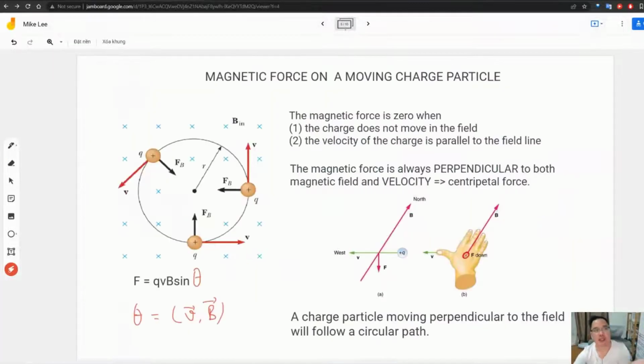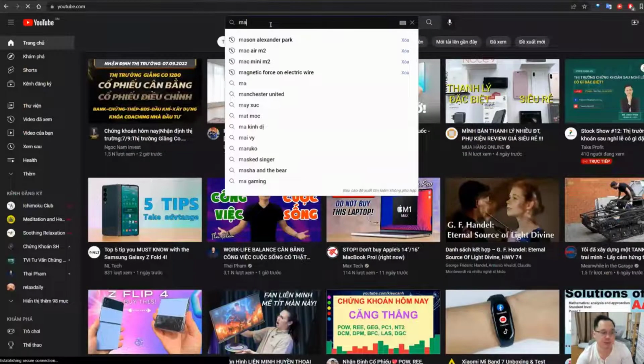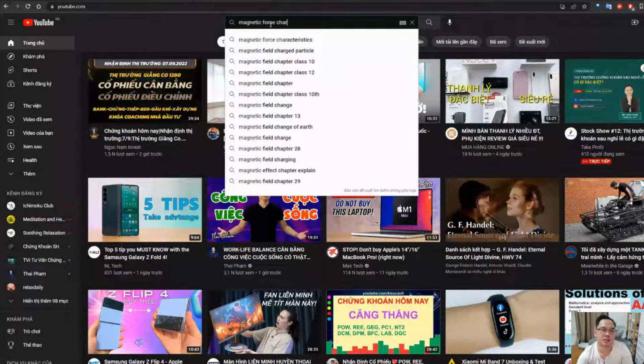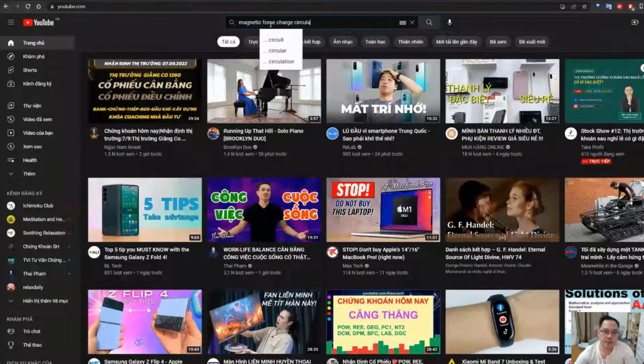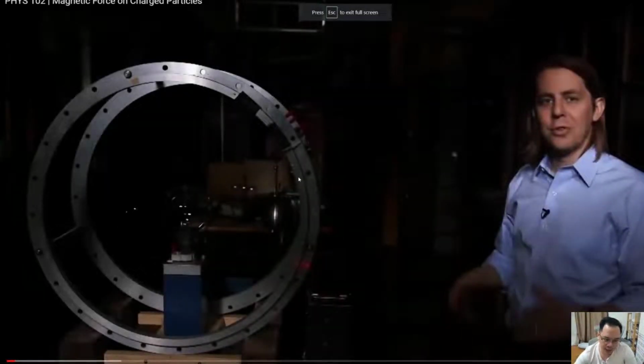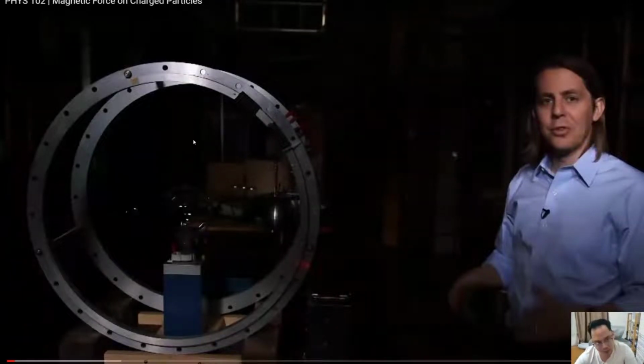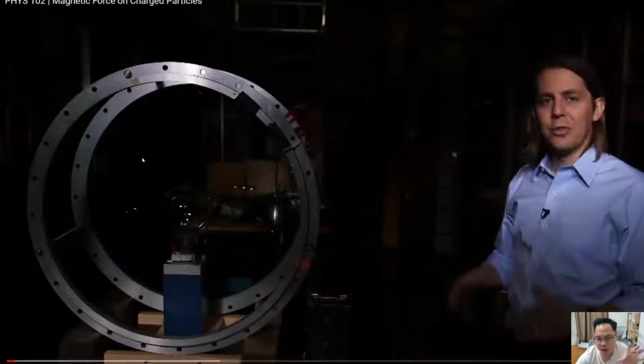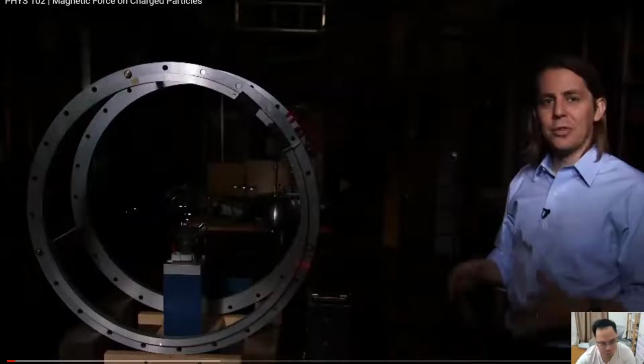So this is a demonstration of the effect of magnetic force. We can see in the experiment the magnetic force on a charge in circular motion. With a device called a Helmholtz coil, we can produce a magnetic field that is uniform and parallel, in the direction out of the screen we're seeing. The field can be very strong and its magnitude can be changed.